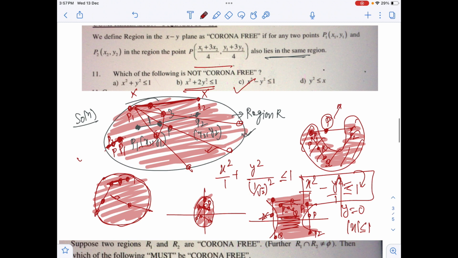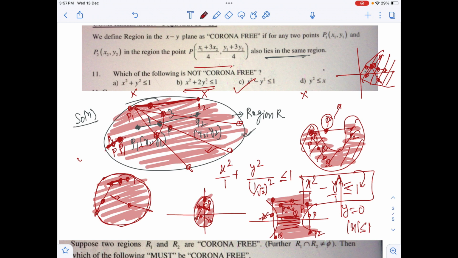What about y square less than x? So y square equals x is basically a parabola. Less than equal to is this region. Again, you can pick up any 2 points and you can see here there is no danger of the line joining any two to be outside. So this is still corona free. So answer C is the correct answer for this problem.